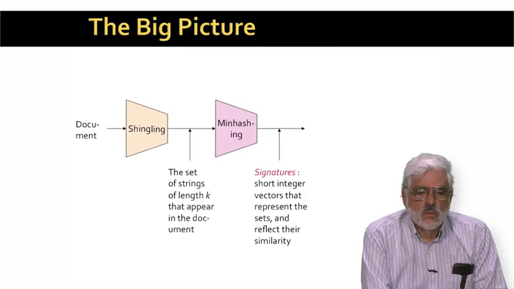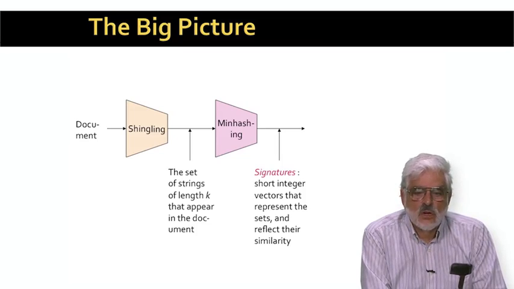Incidentally, the reason we want to replace sets by their signatures is that the signatures take up much less space. If we're dealing with a large set of documents, we'd like to be able to work in main memory rather than with disk for efficiency, and reducing the space of the representations makes it more likely that we can work in main memory.